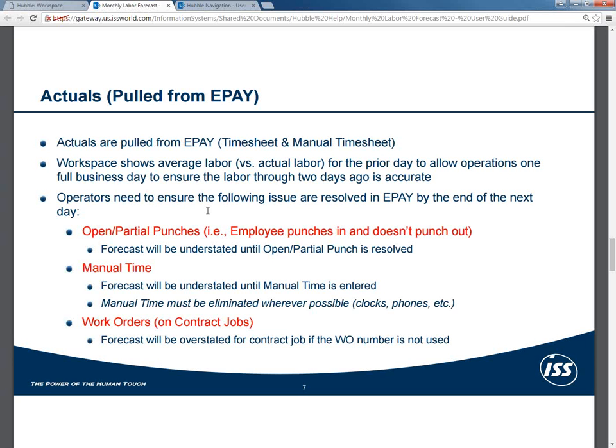Work orders. Work orders on contract jobs have to be assigned to any work that was done appropriately. So forecast is also going to be overstated for the contract job if the work order is not used. So obviously your budgets are going to be out of whack because we're coding our time as regular time. In reality, it should be coded to a work order.